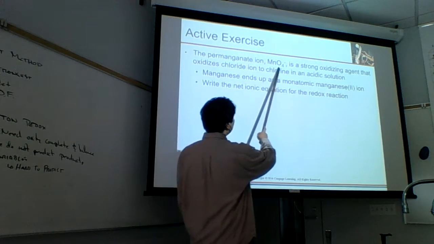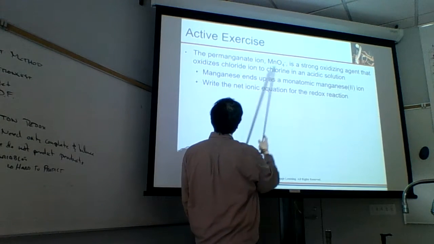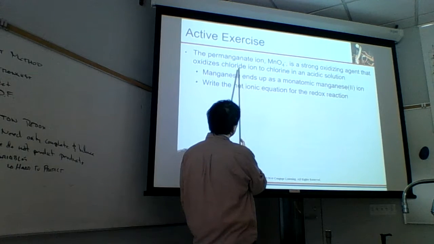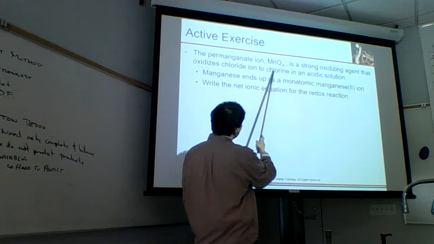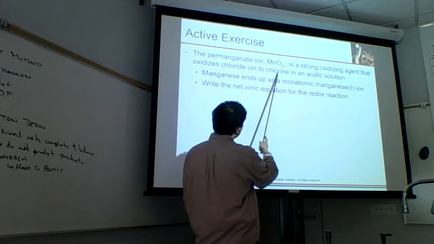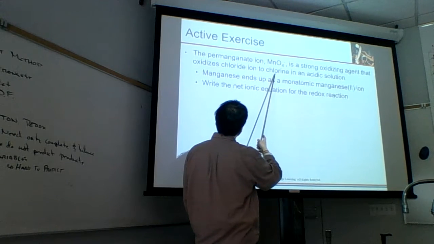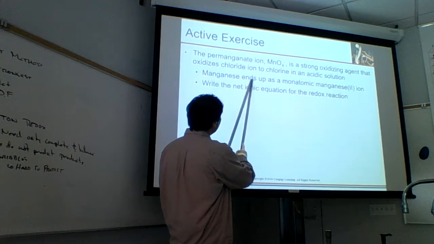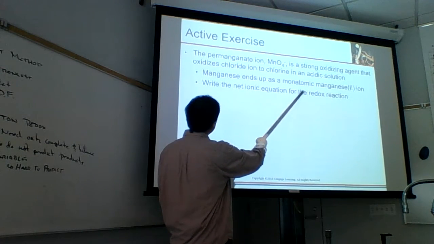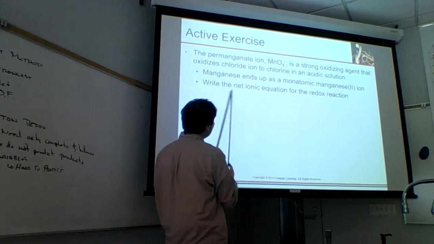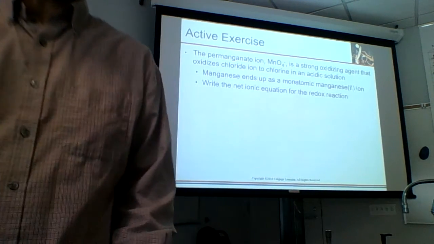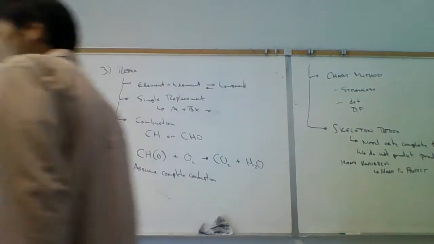They took some permanganate, which is a strong oxidizing agent, and mixed it with chloride. And when they took permanganate and chloride, it turns out they formed chlorine. The solution was acidic. They also determined that the manganese ends up as monatomic manganese 2 ion. They write the net ionic equation for the redox reaction. So in this particular case, we don't have to predict what the products are. They just mixed it together and determined what the major products are.